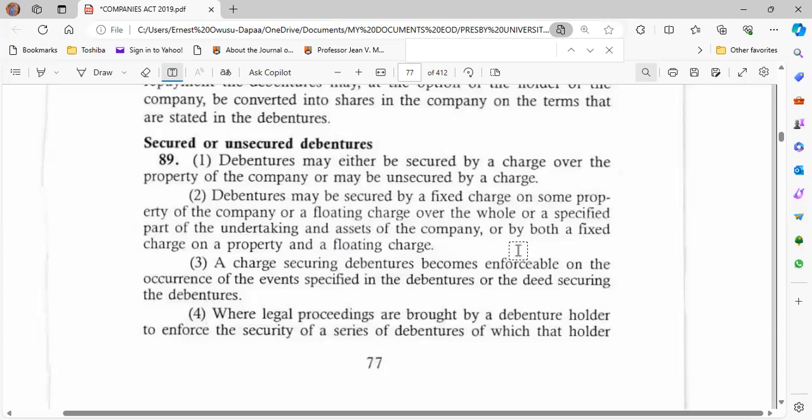Now we come to another important aspect of debentures, and discussion of debentures oftentimes revolves around here. So let's pay attention well.